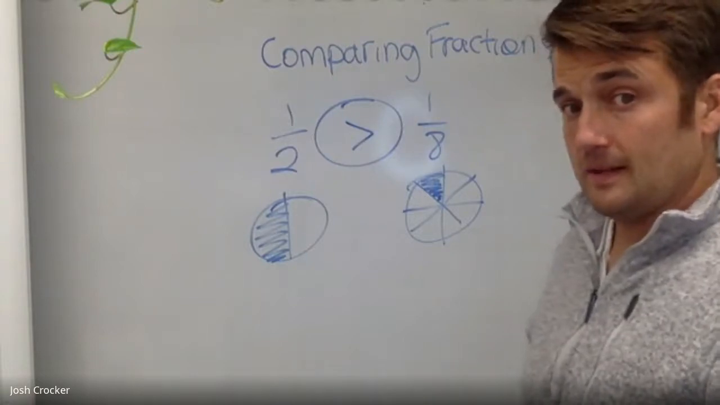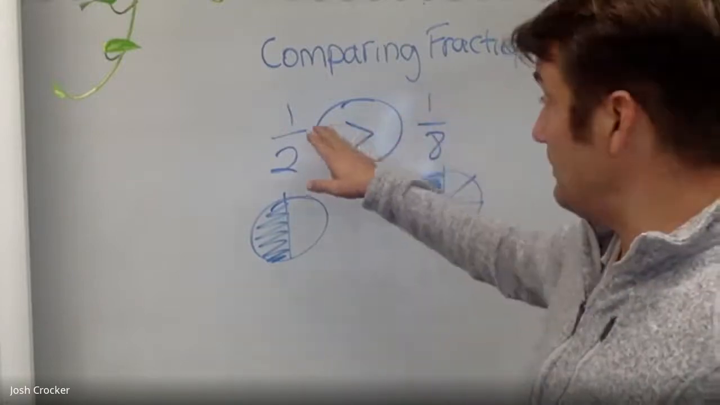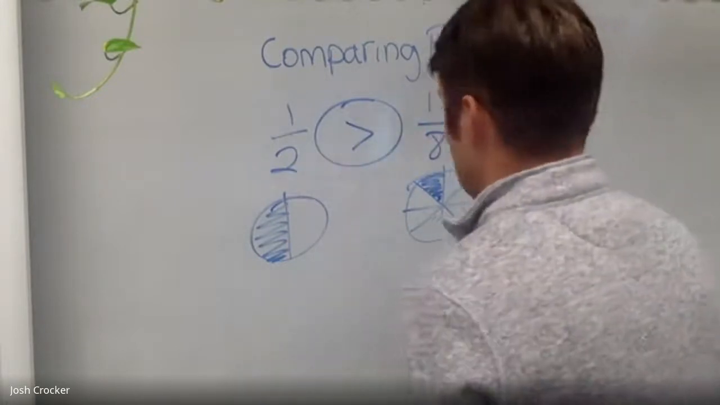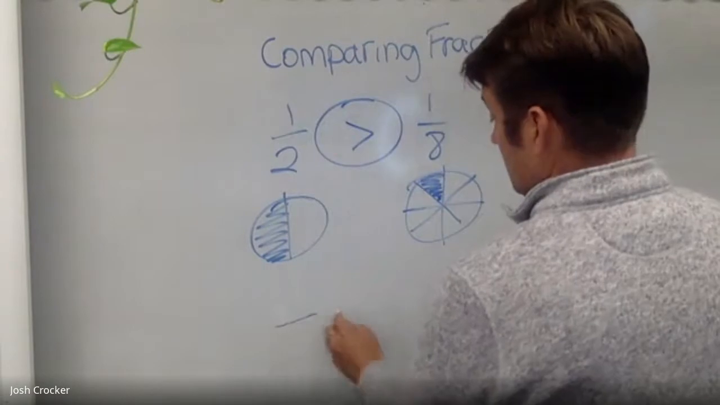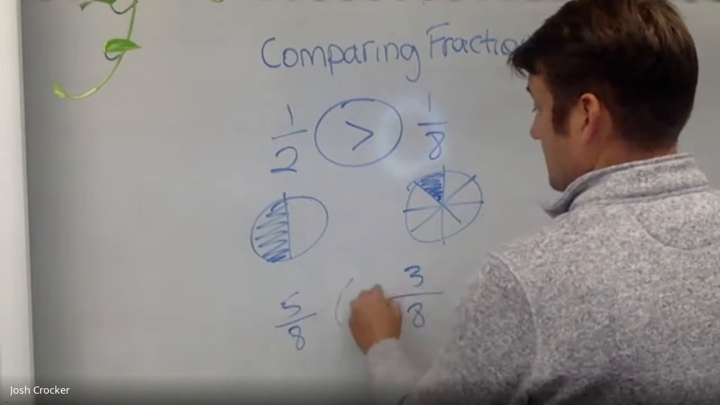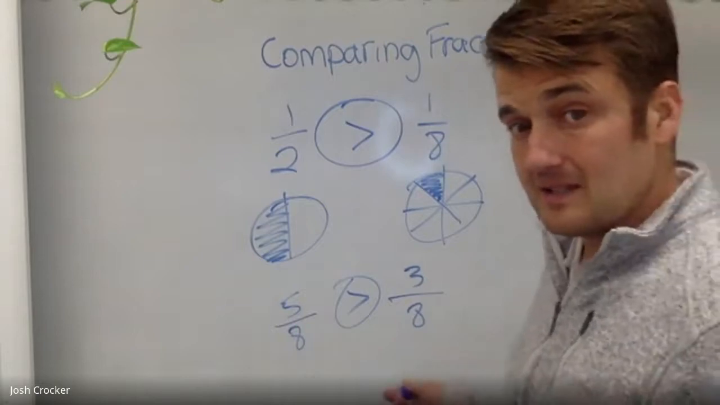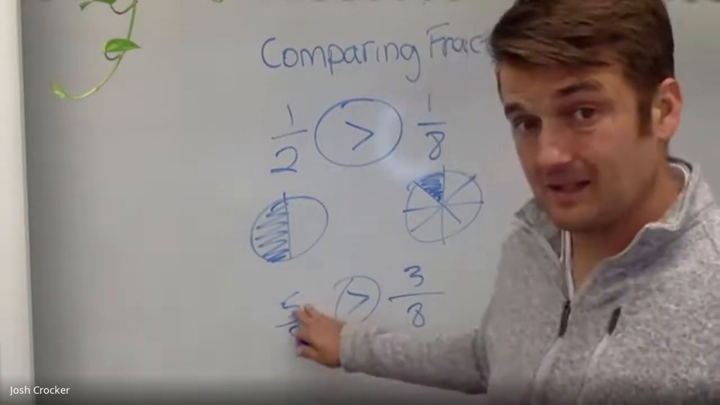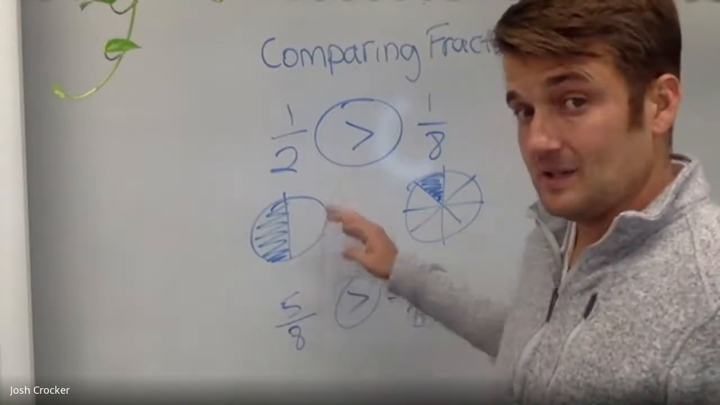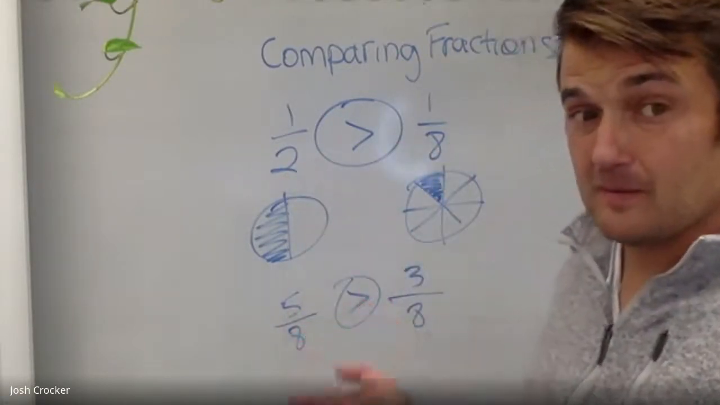So same numerator, same top number, 1, 1, you want to pick the bigger piece. If they have the same denominator, then you want more pieces. If the pieces are the same size, 8s and 8s, I want more pieces. If the pieces are different sizes, and it's one big piece or one little piece, I want the bigger pieces. Okay?